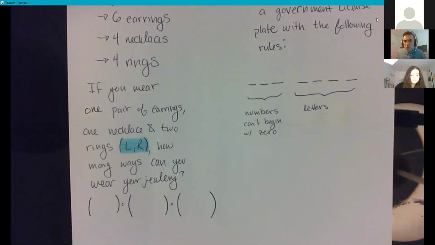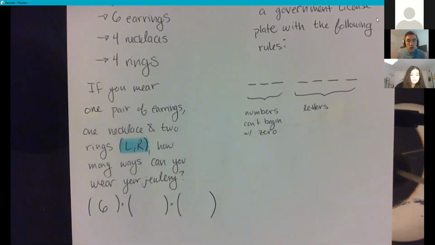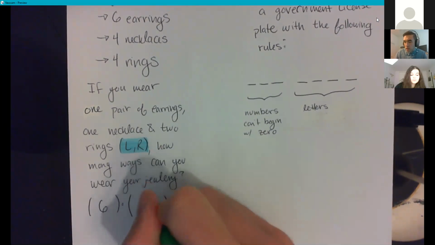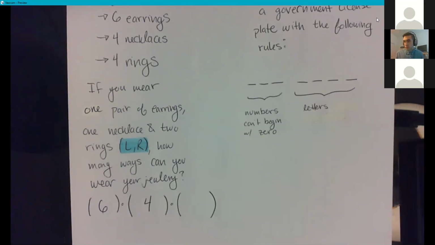And the first 2 are pretty straightforward, right? I have 6 pairs of earrings and I can only wear 1 pair. I have 4 necklaces and I'm only going to wear 1. I'm not going to stack them. And then for that 3rd position, what's the deal? How many different ways can we wear our rings? 2. I don't think it's that simple.